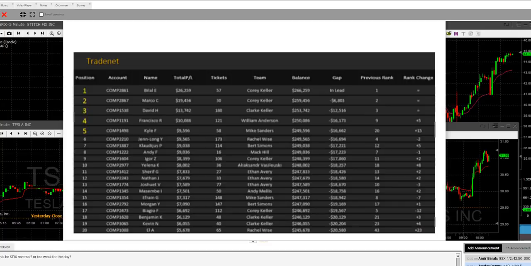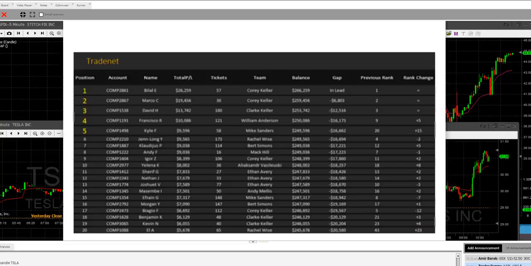Again, it has not changed. 1, 2, and 3 have not changed. Bilal is in the lead. Marco, number 2. David H., number 3. Again, the difference between 3 and 1 is about double, and we're going to be talking about that.